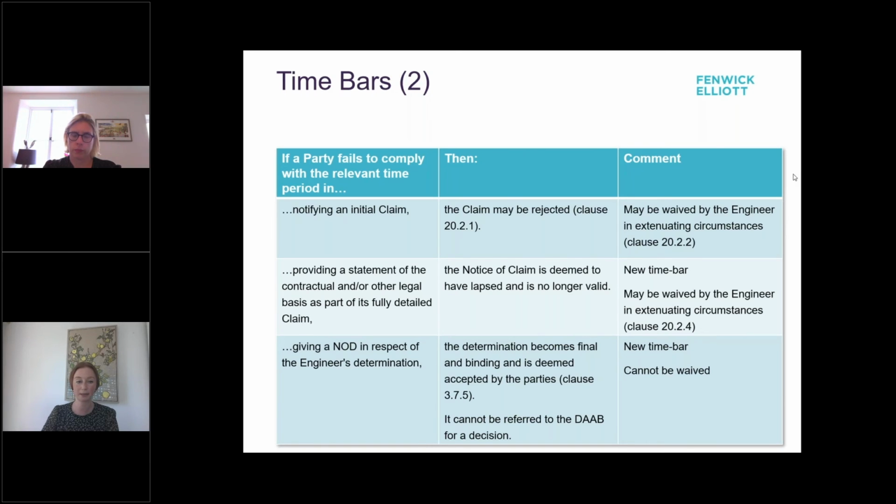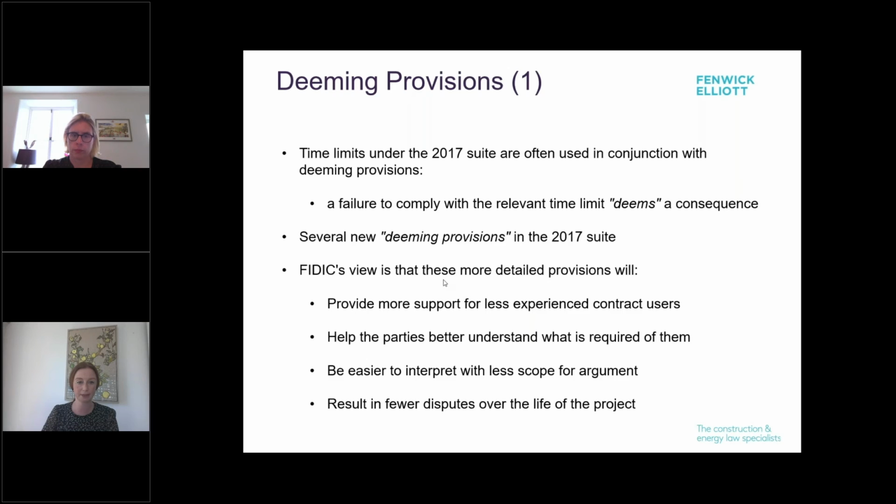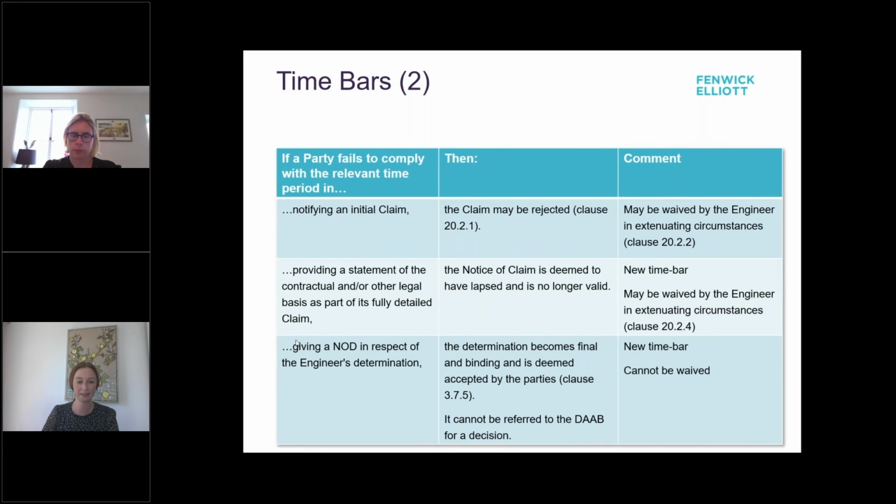And giving a notice of dissatisfaction in respect of the engineer's determination. The timescale here is 28 days after receiving the engineer's notice of determination or the engineer's notice of corrected determination. If the NOD isn't given in the timescale, the determination becomes final and this cannot be waived. The dispute then cannot be referred to the DAB for a decision.